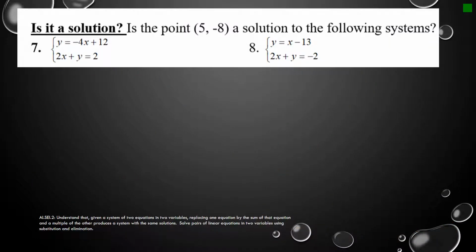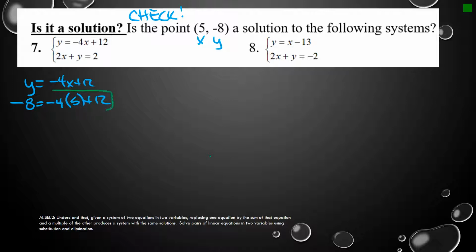Is it a solution? We've been doing this. This is called, is it a solution, and it's just check. Okay, we're going to check to see if it is a solution. We're going to put 5 in for x and negative 8 for y. So over here, I've got y equals negative 4x plus 12. So y is negative 8, x is 5, plus 12. Over here on this side, I have arithmetic to do. So I've got on the left, negative 8 equals negative 20 plus 12. Does negative 8 equal negative 8? Yes.